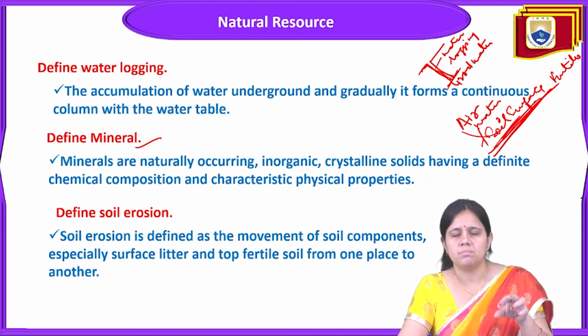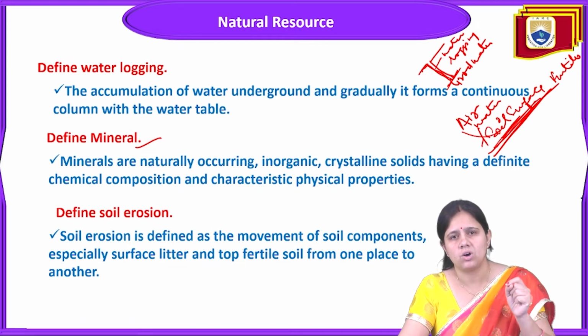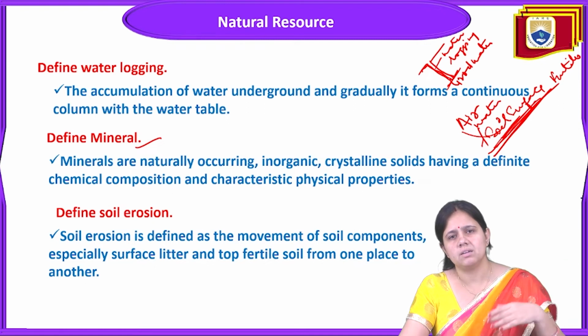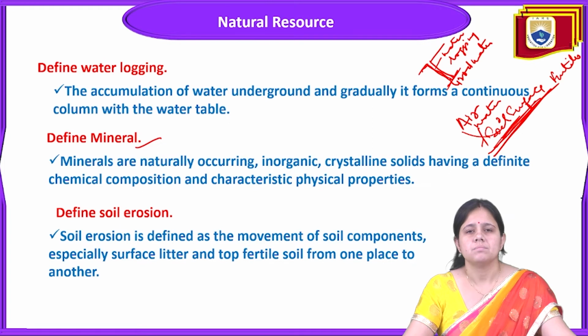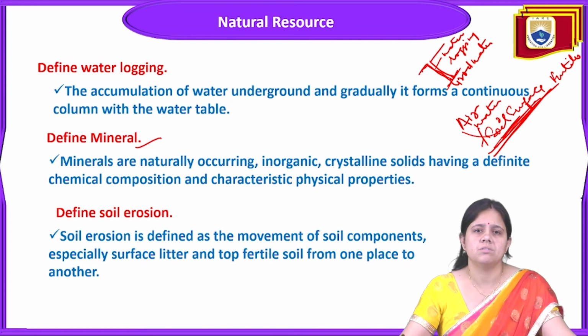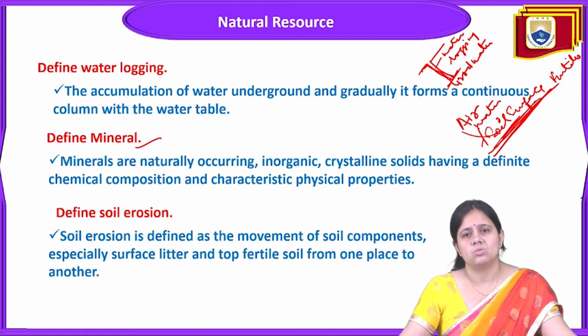Due to the lack of trees and less vegetation, the compaction and bulk density of the soil are reduced. That's why even easy rain can remove the top layer of the soil, and this removal causes loss of fertility and makes the soil less fertile. So this is the definition of soil erosion.